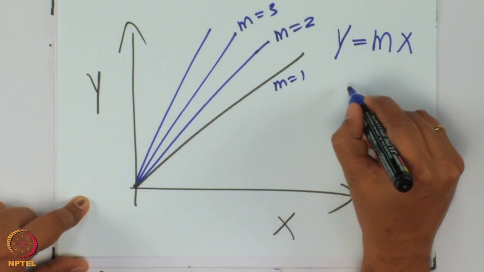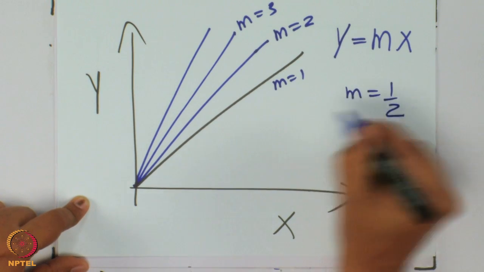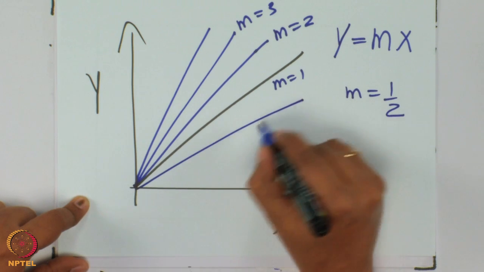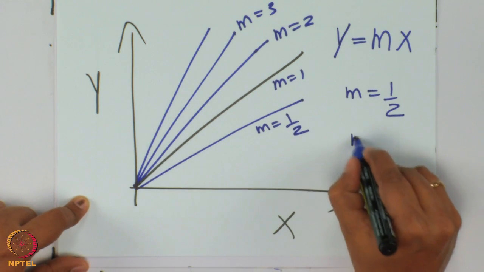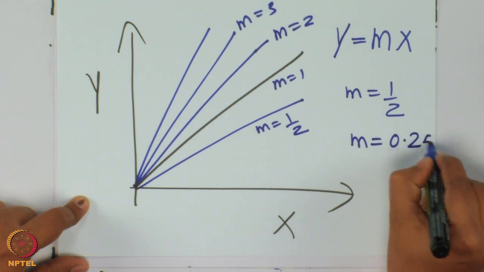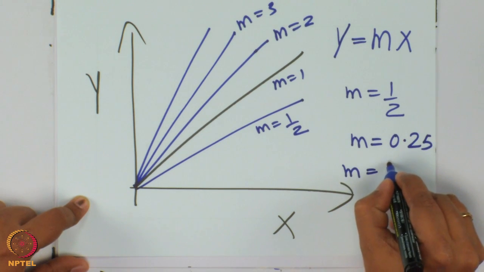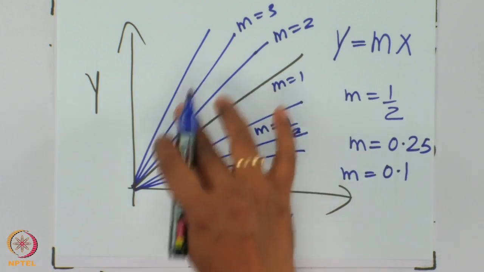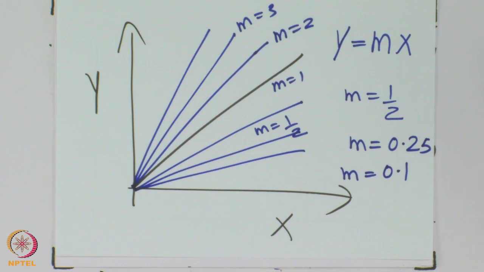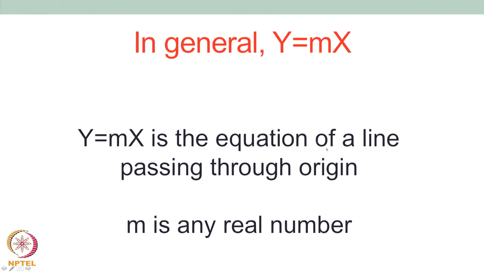Now, I can also have m is equal to half. Then this would come below this, it can look something like this, and m is equal to 0.25, m is equal to 0.1. I can have all these various lines, right. So, write down an equation for all of these lines. This is an exercise for you. In general, we can write y is equal to mx, and you will always get a straight line. So, y equal to mx is a general equation of a line passing through the origin. m is any real number, it could be half, it could be 1, 2, 3 and so on.